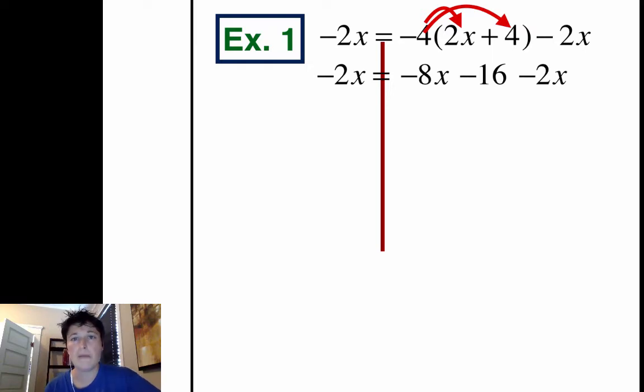Now what do I want to do? Well, I want the x's together. I want to isolate the variable. You can do this lots of different ways, but I'm going to add the 8x first. I'm going to move 8x to the other side.